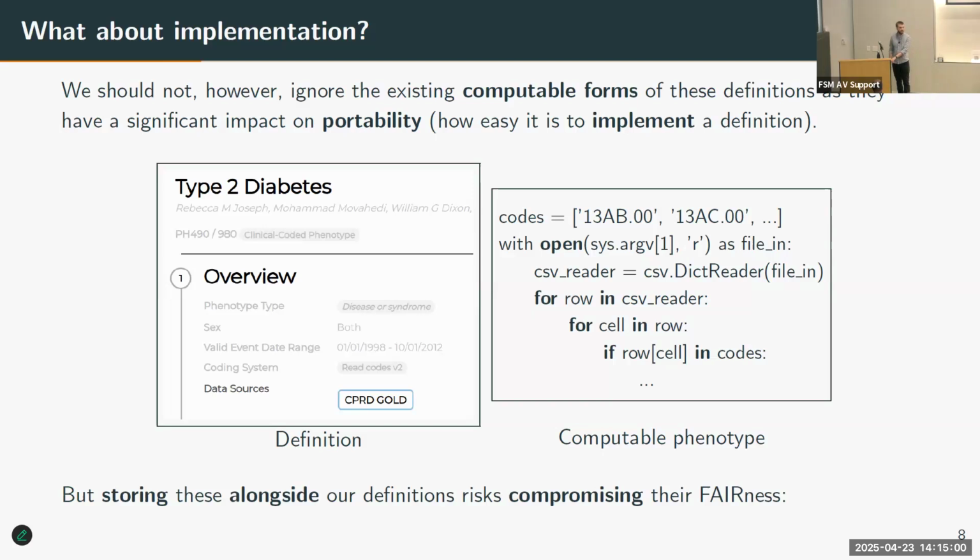We shouldn't just be saying, oh, I've got my code list, it's on Cypher, I'm done, everything's okay. Because out there is this huge corpus of code, of computable phenotypes, of examples where individuals, research teams or institutions have built computable forms of these definitions. They're out there, and we shouldn't ignore them. Why shouldn't we ignore them?